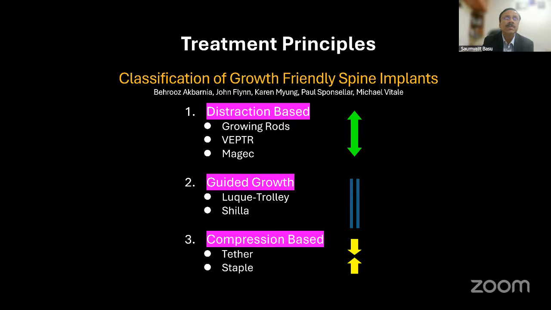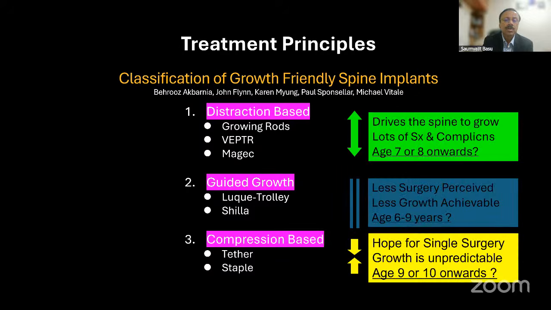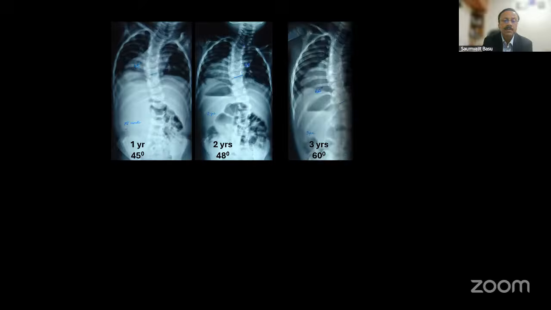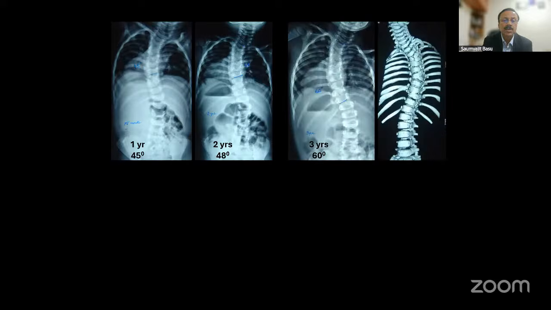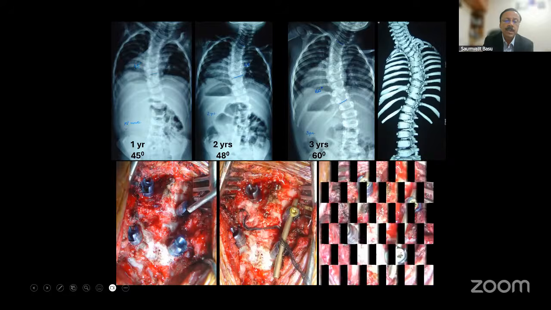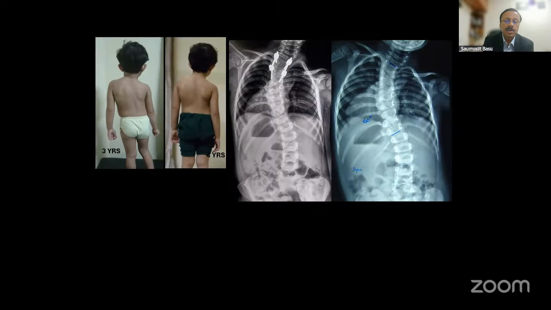I'll just show you a couple of examples to show you how you choose the fusion levels. So this is a patient who came in at 1 year. I waited. At 2 years, it was 48 degrees. At 3 years, once it started to go to 60 degrees, I had to intervene. Though there was a secondary curve developing in the lumbar spine, I just took out these two hemivertebrae in the proximal thoracic spine and again waited. And this was a short fusion.